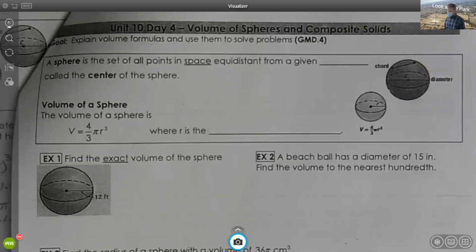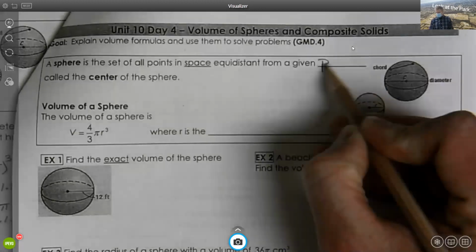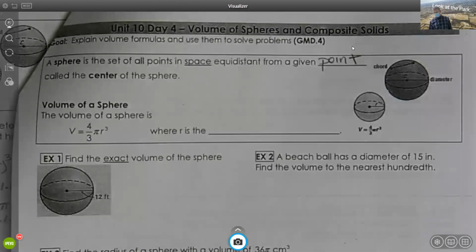This is Geometry, Unit 10, Day number 4. We're on volume of spheres and composite solids. So a sphere is a set of all points in space from a given point, called the center of the sphere.